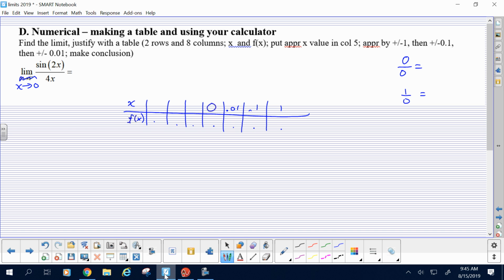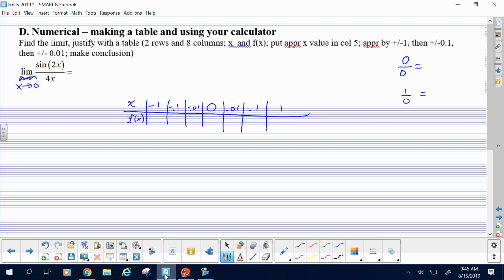And then you do the same thing from below. Starting 1 away, but 1 below would be -1, and that's very far away from 0 on the table. Then a little closer to 0 on the table is -0.1, and -0.01. Are you with me? This will be the table you use to justify.